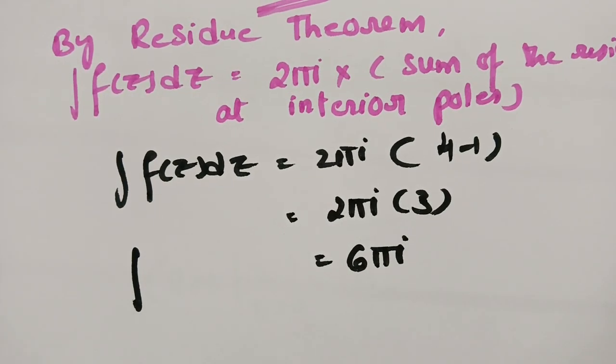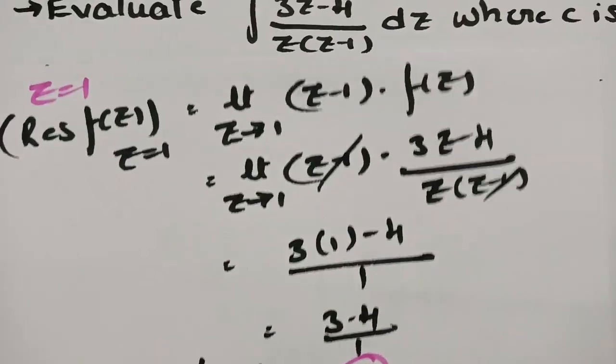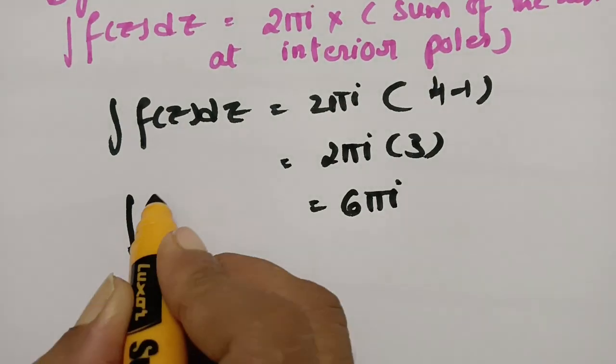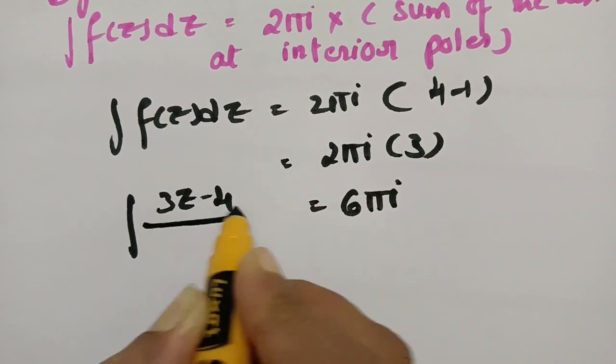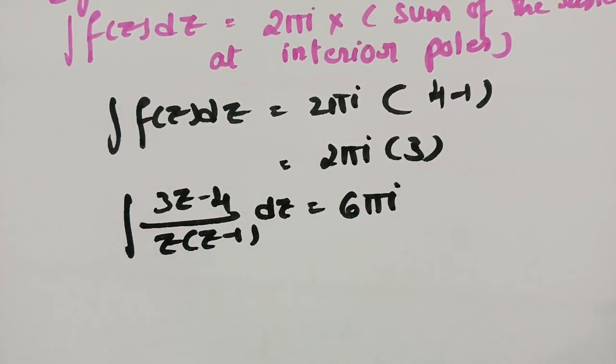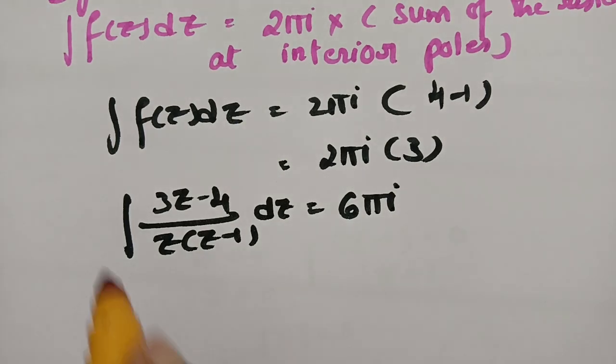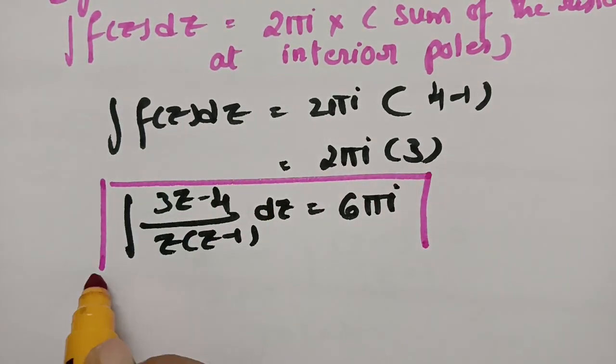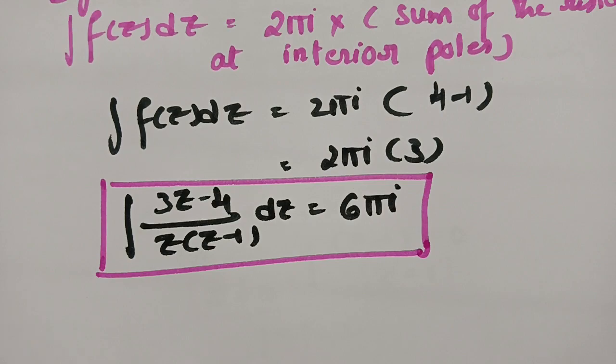Therefore, integral, so what is the f of z value? f of z is (3z minus 4) by z into (z minus 1). So the integral of (3z minus 4) by z into (z minus 1) dz is nothing but 6 pi i. So this is the value according to our residue theorem.